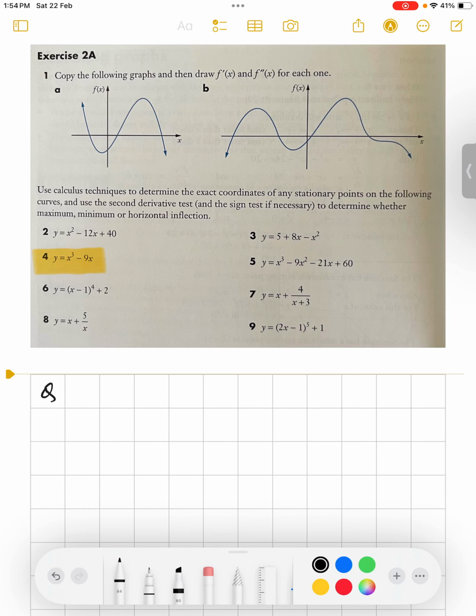I'm going to be looking at question 4, and this is to use calculus techniques to determine the exact coordinates of any stationary points on the following curve, which is y equals x cubed minus 9x.